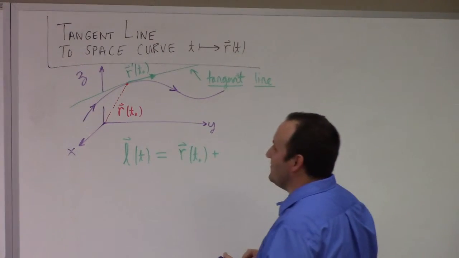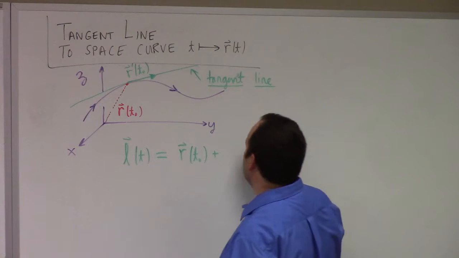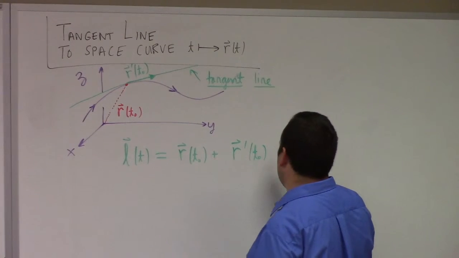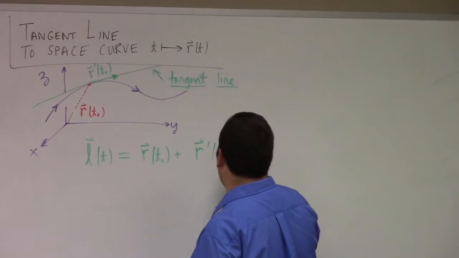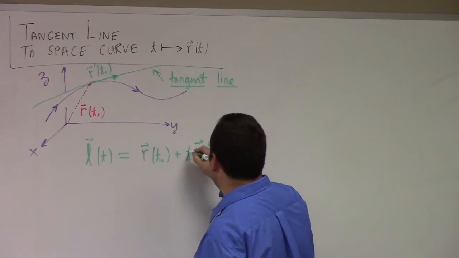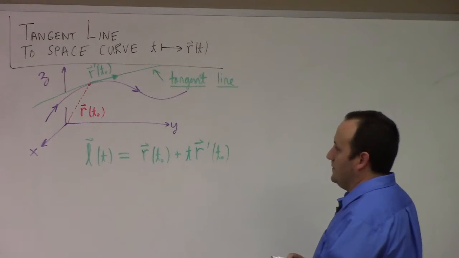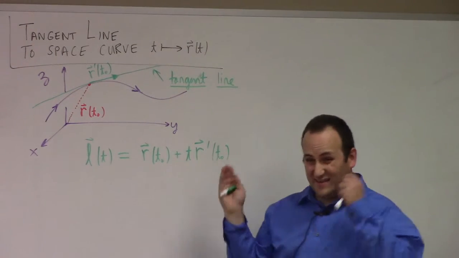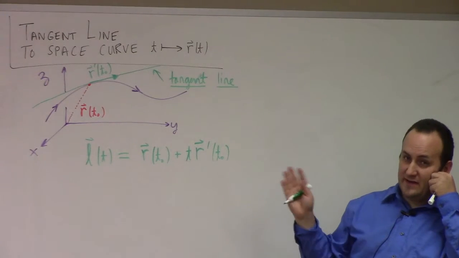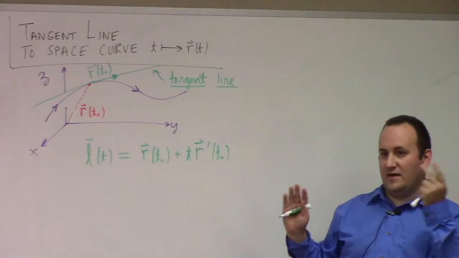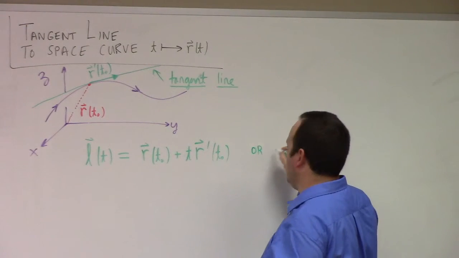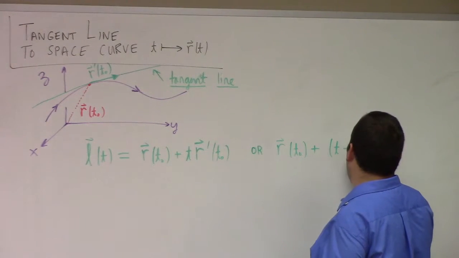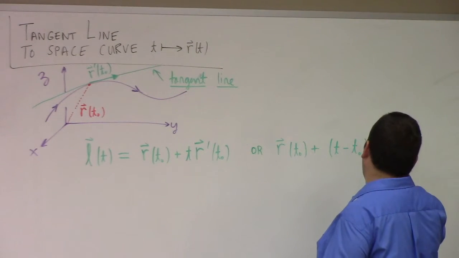Use your imagination. So what's the formula? r prime of t naught, and then you can just multiply by t. I could put the t before or after; I'm going to put it before. Now, if you don't like that, it does make the t of the tangent line different than the t of the curve. If you want the time to match up, how would you do it? You could use this formula: r of t naught plus parentheses t minus t naught, r prime of t naught.